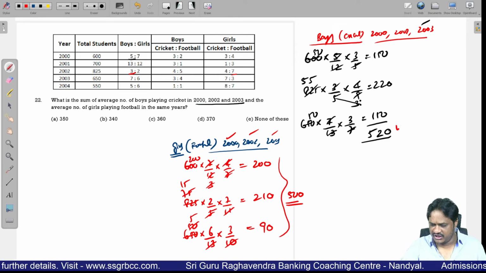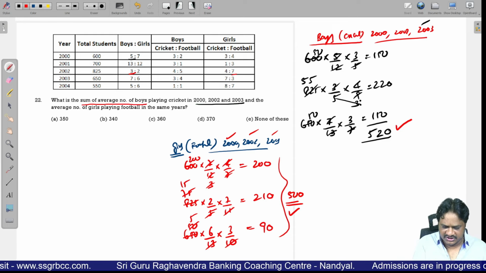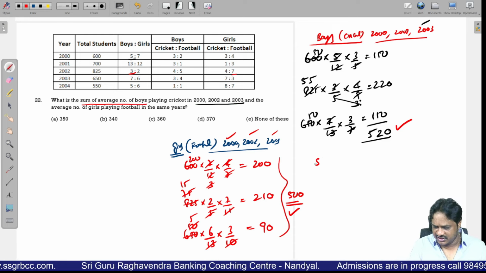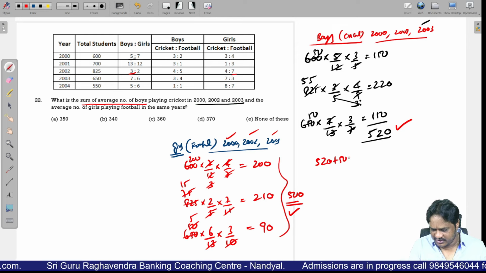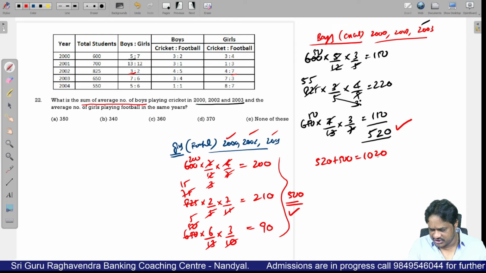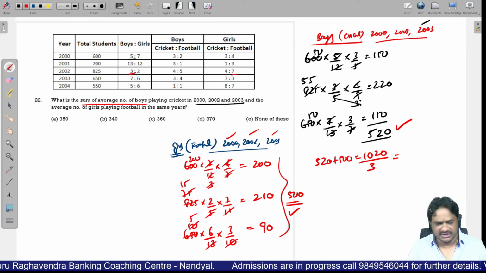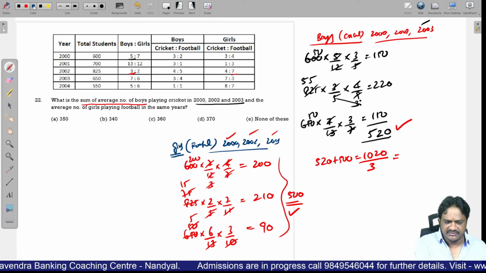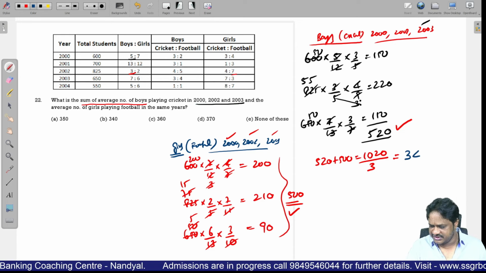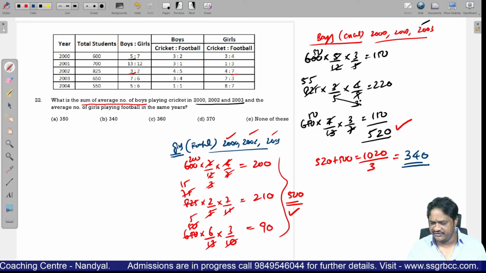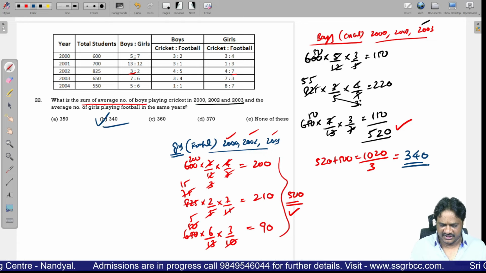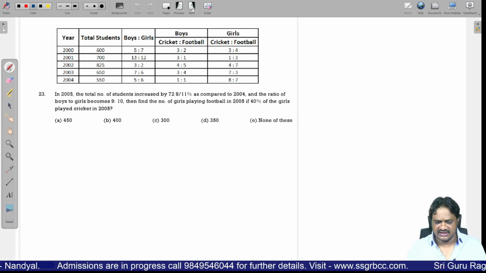So one value you got 520, other value you got 500. What is the sum of the average? That means 520 plus 500 is 1020 divided by 3. Since it is average, divided by 3, so 3 3s are 9, 3 4s. So the answer is 340. 340 is the correct answer. Let us see the next one.